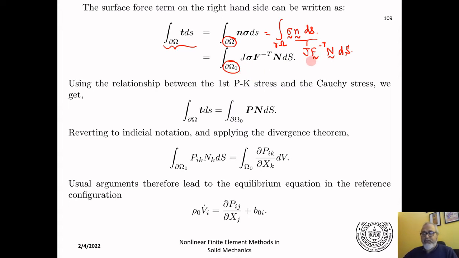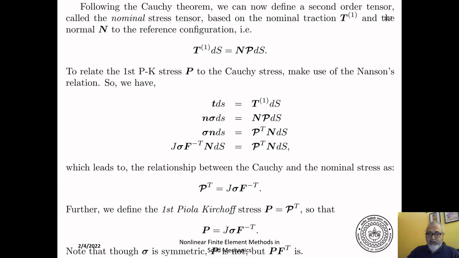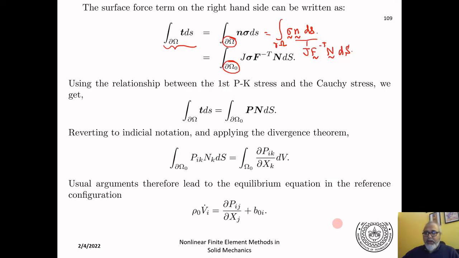So once you have done this, go back and look at the relationship between sigma and P. So we can get it from here. 1 by J P F transpose is equal to sigma. So go back and replace this by 1 by J P F transpose, and then you have J F minus transpose capital N d capital S. So the J and J cancel, F transpose and F transpose minus gives you identity, and you end up having T dS integrated over the deformed surface equal to P n integrated over the undeformed surface.